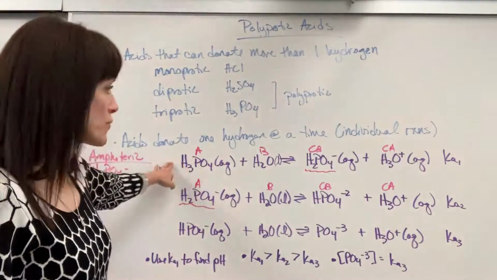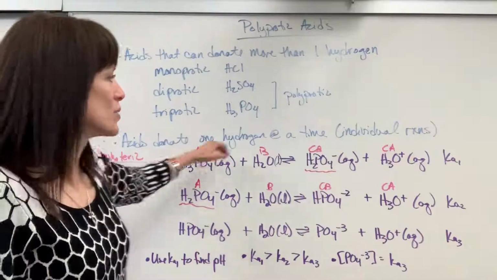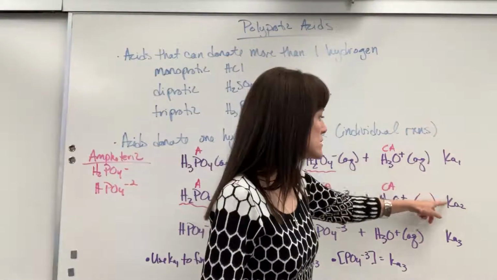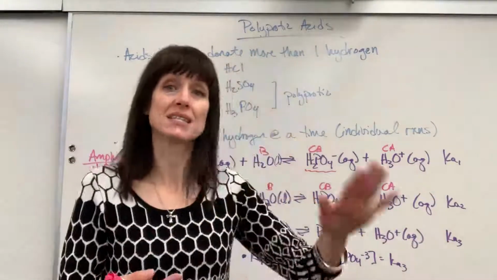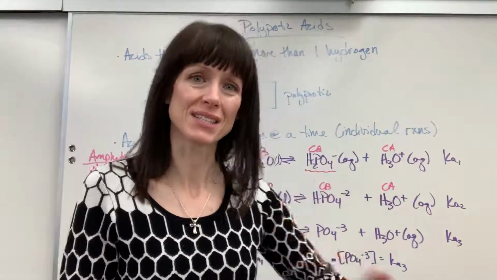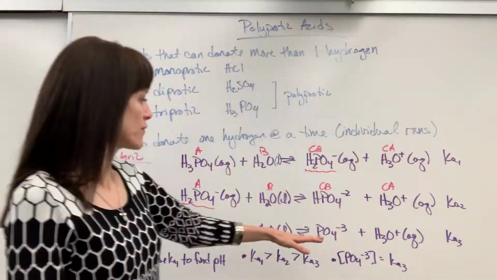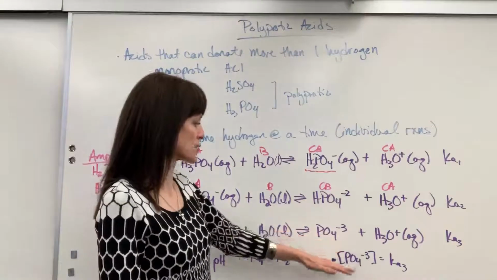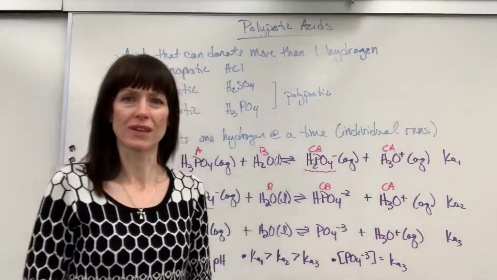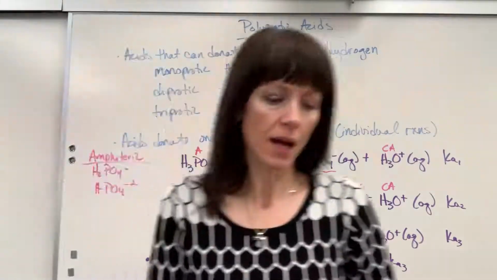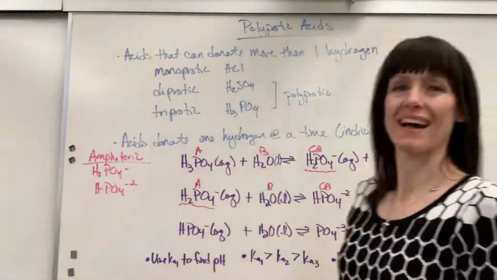Do the ice table for the first one using Ka1. You'll know that these Ka values decrease with each successive deprotonation, successive loss of hydrogen. And if you have to find the final concentration of the last product, it equals the Ka3. Okay, well there you have it, polyprotic acids.